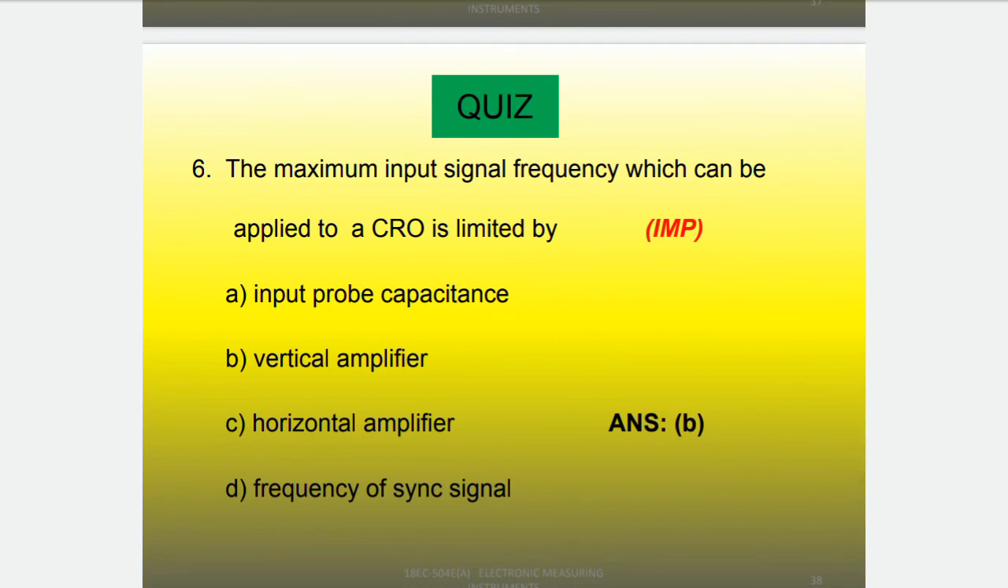And the next question, the maximum input signal frequency which can be applied to a CRO is limited by dash. A. Input probe capacitance. B. Vertical amplifier. C. Horizontal amplifier. D. Frequency of sync signal. The correct answer is vertical amplifier.